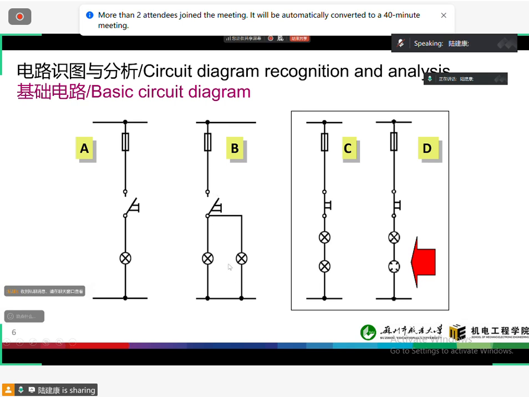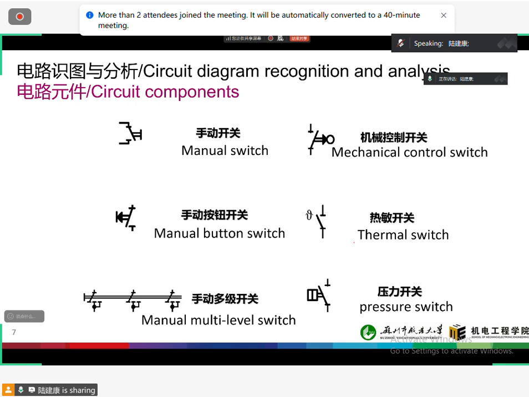In case two lamps are in parallel, if one lamp is broken, it doesn't matter. The other lamp still will work. But if two lamps are in serial, in case one lamp is broken, it will cause the other lamp not to work. So this is the basic knowledge about the circuit diagram. I think all of you can understand this part.